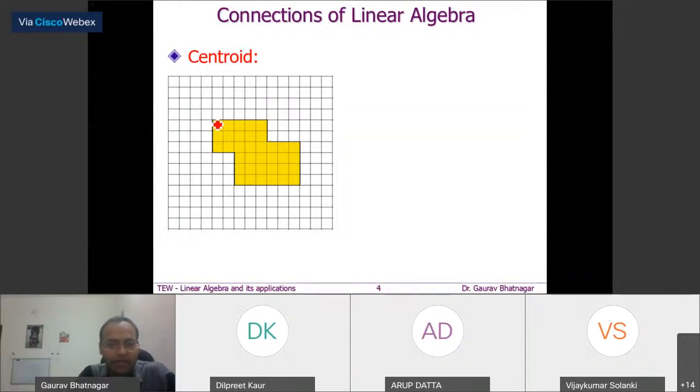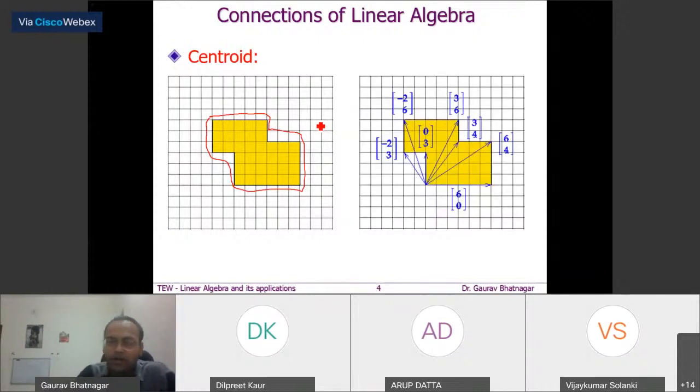If I consider this particular object or shape and I want to find its centroid, then in geometry I am going to have some formulation for finding the centroid of this shape. However, if I want to utilize linear algebra, how is it done? I will assume this point is the origin, and with the corners of this shape, I can always define vectors. This is nothing but the vector (6, 0), and this is the vector (6, 4). So basically I am just taking one corner as my origin. You can take any corner, it's up to you.